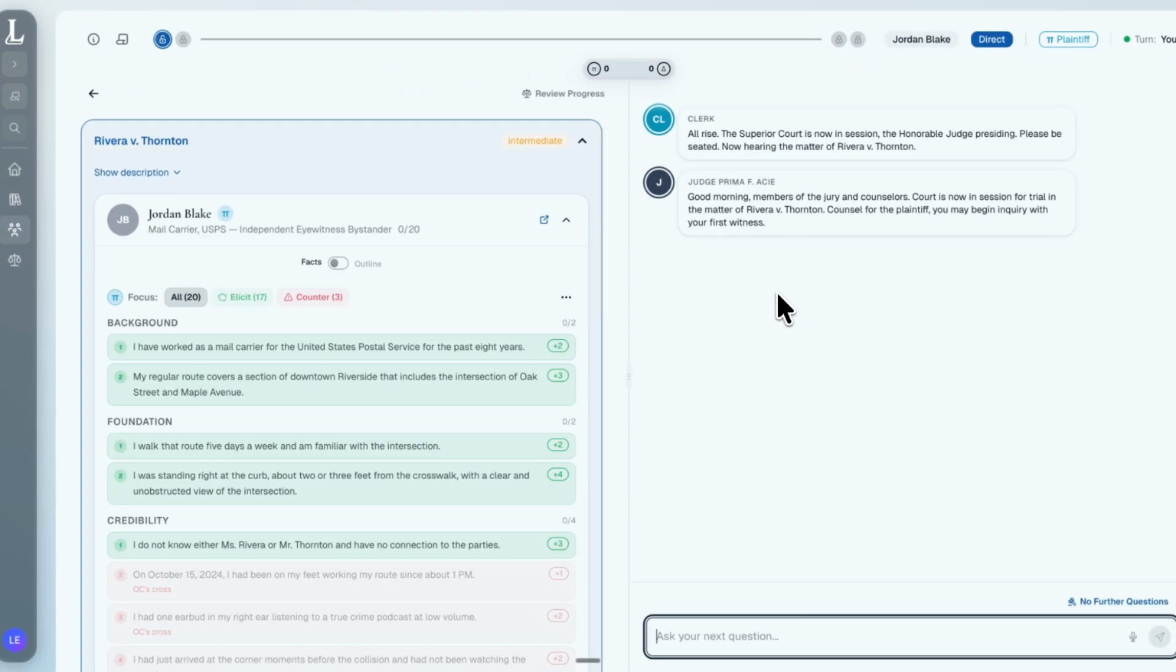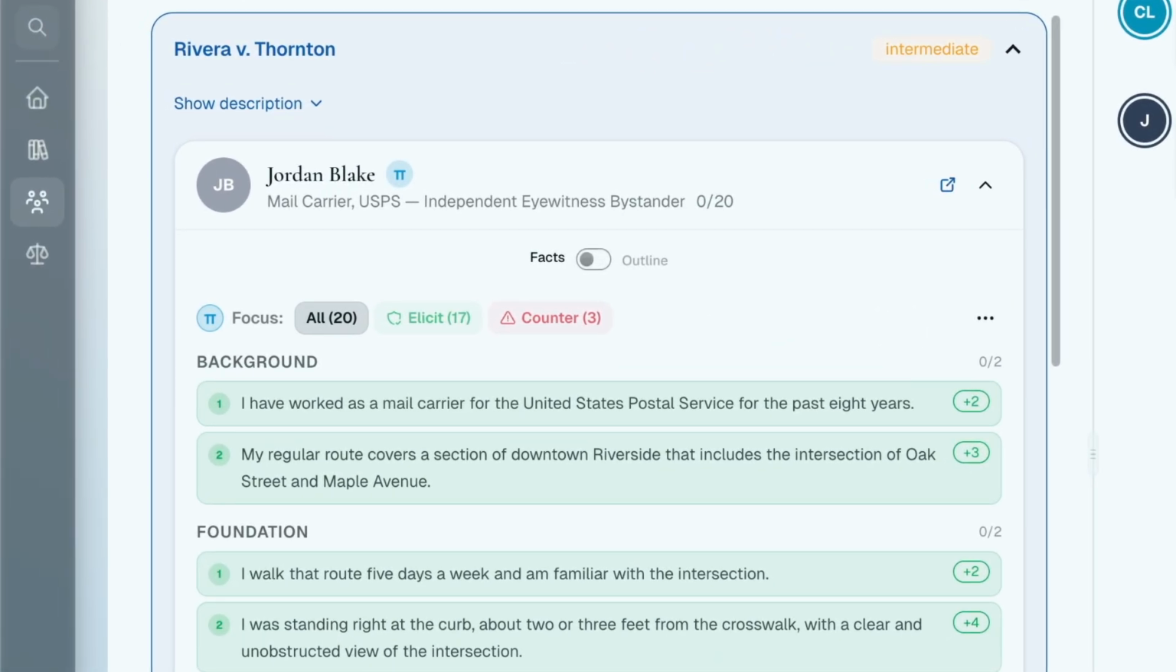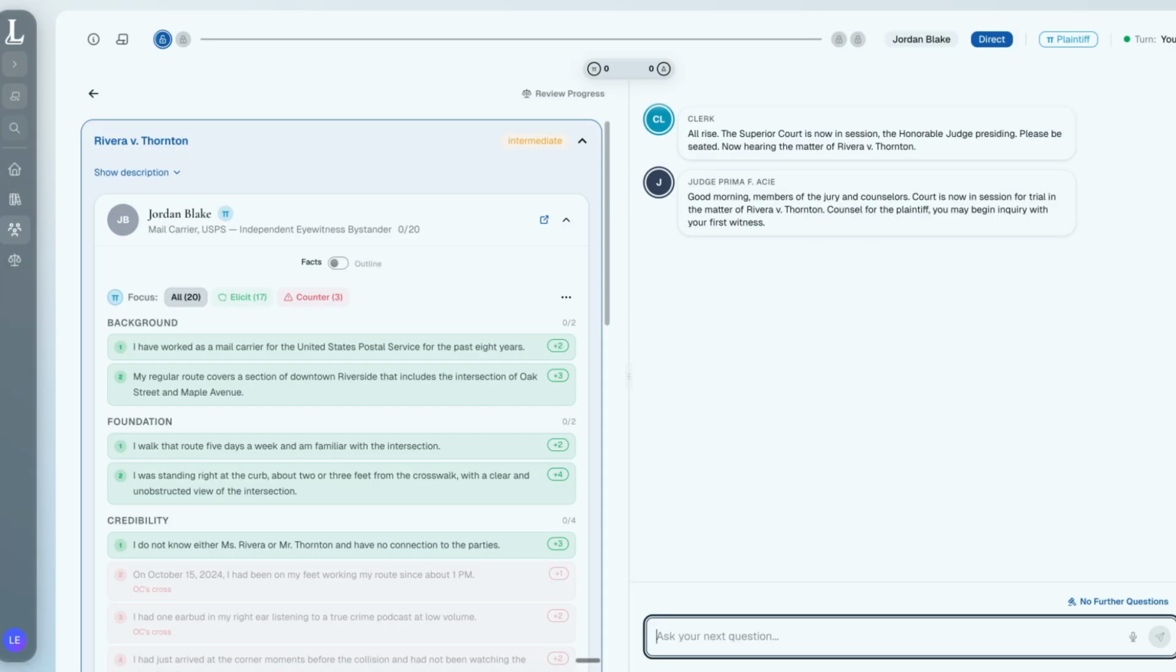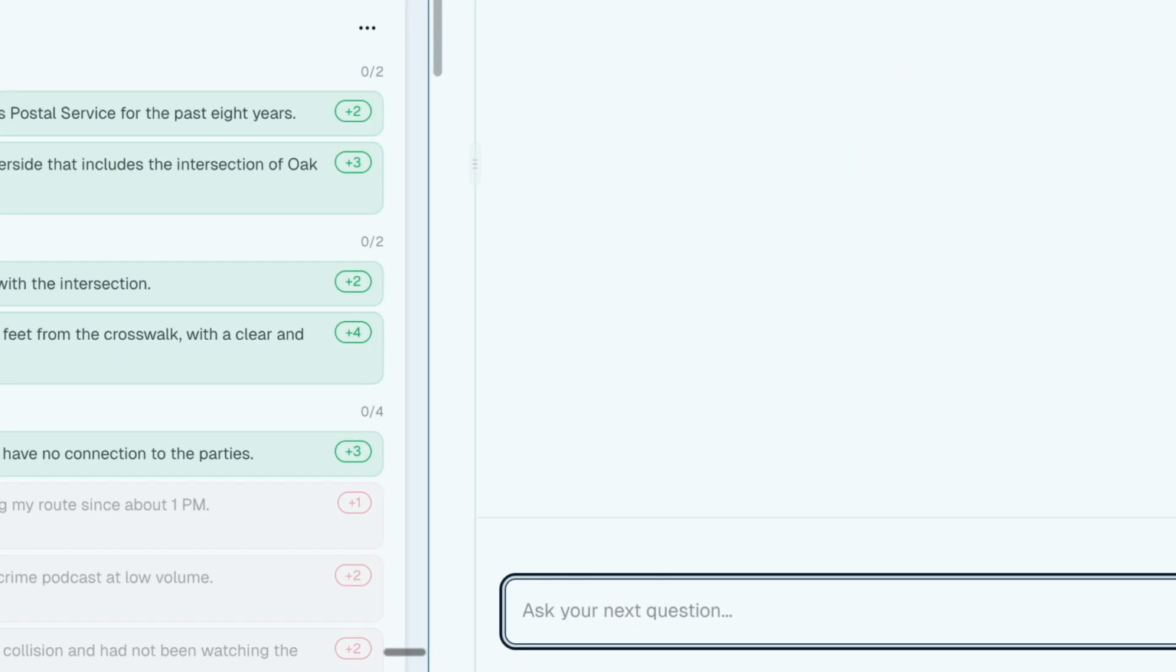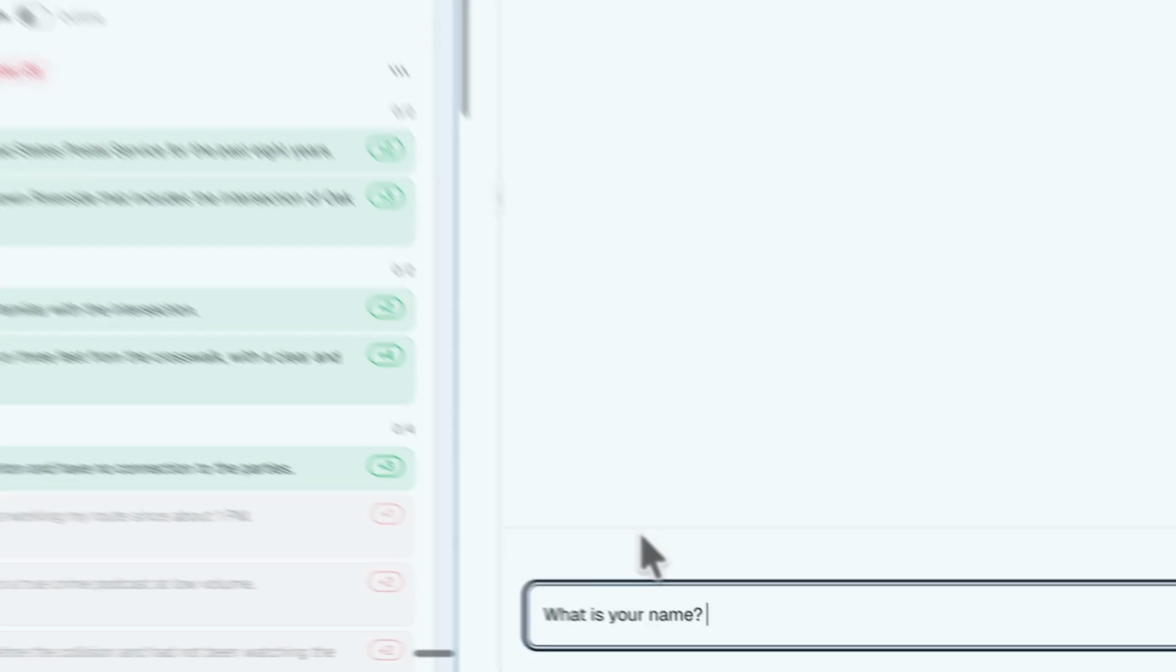Every question, answer, objection, and ruling appears in real time. On the left is the user's desk. Everything they may need during trial is kept here, including the witness's key facts, an outline if one was prepared, and a scratch pad for notes. I'll start with a few background questions like name and occupation before getting into the events in question.